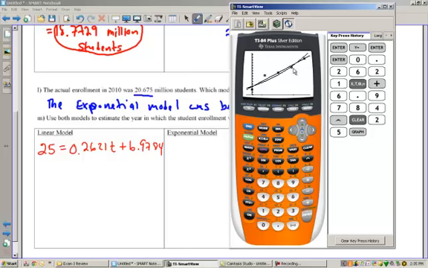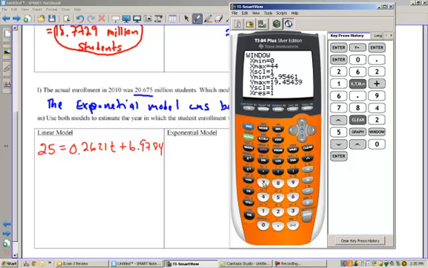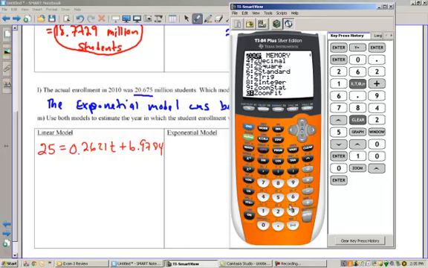The reason I did not see one is because the window is too small. So I got to make my window bigger. So I'm going to go from, let's go from 0 here, and let's go to, let's say, 100, right, for 100 years. And then zoom fit, and see what happens. All right, so there's my line. There's my exponential function, and there's the horizontal line, right there, and it crosses the line.